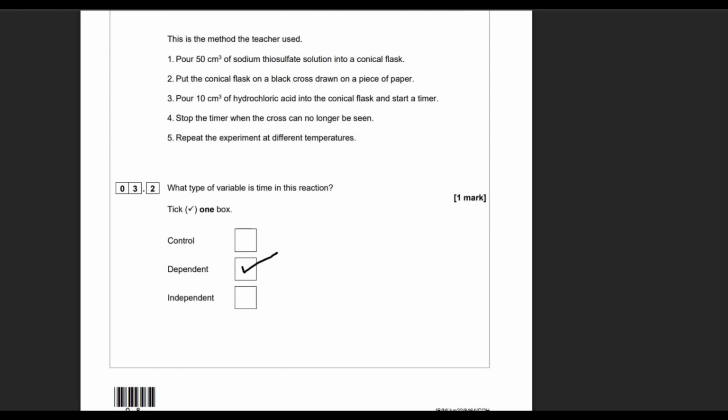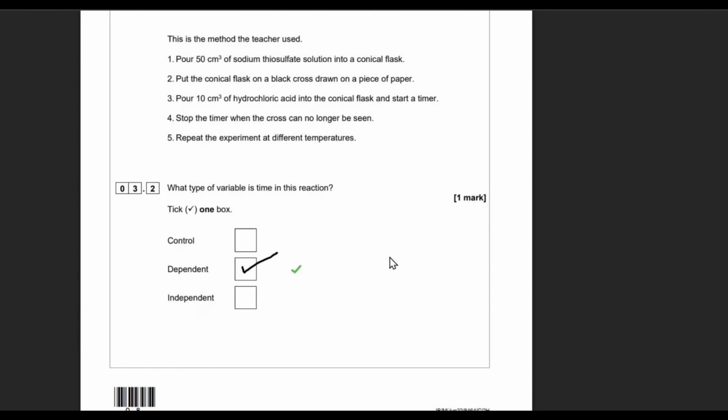And it's hard to really teach you a way to remember that, other than that the dependent variable depends on the experiment. So the time it takes for the crust to disappear isn't down to the human who's doing the experiment. The time taken for the crust to disappear is dependent on the chemicals reacting in the experiment. You don't have control of that. Whereas a control variable is what you keep the same, like the concentration of the acid or the volume of the acid. And the independent variable is what you change.